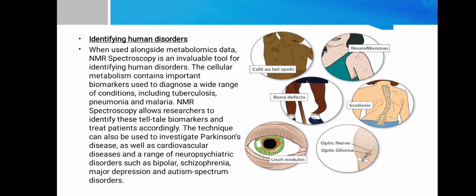tuberculosis, pneumonia, and malaria. NMR spectroscopy allows researchers to identify these telltale biomarkers and treat patients accordingly. The technique can also be used to investigate Parkinson's disease as well as cardiovascular diseases and a range of neuropsychiatric disorders such as bipolar, major depression, and autism spectrum disorders.